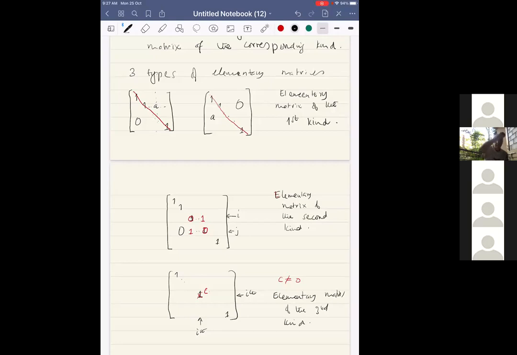Okay, is there any question about the definitions of the three kinds of elementary matrices? Does anybody have a problem with this? Sir, in the third type, can c be 1? Well, the point is, if c is 1, then it's the identity matrix.